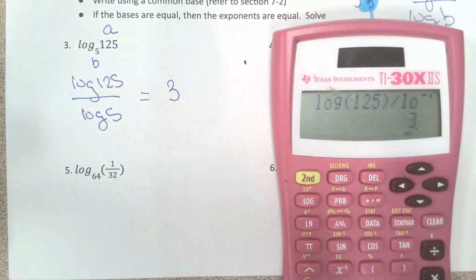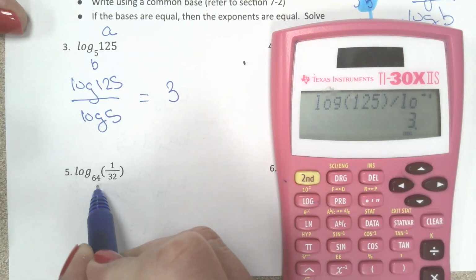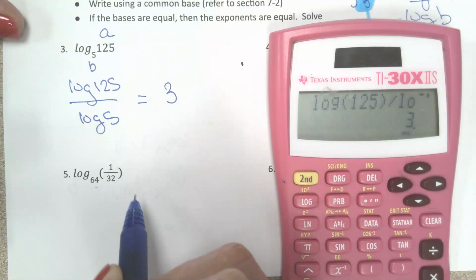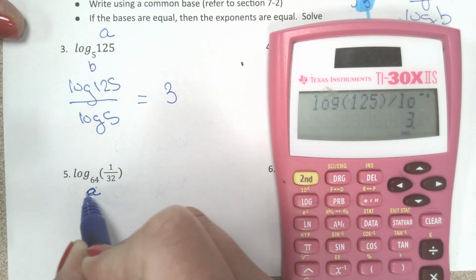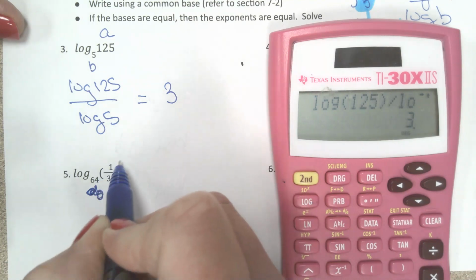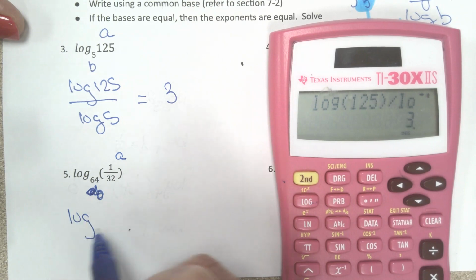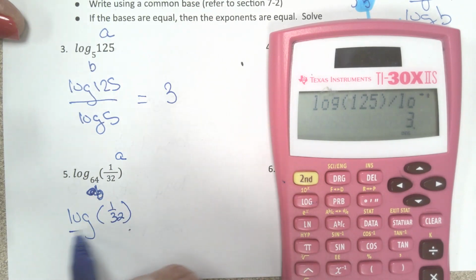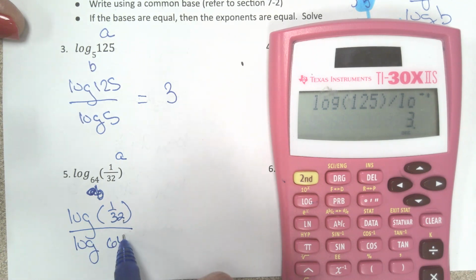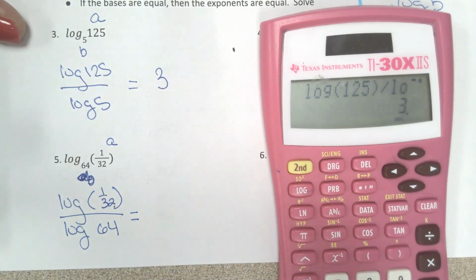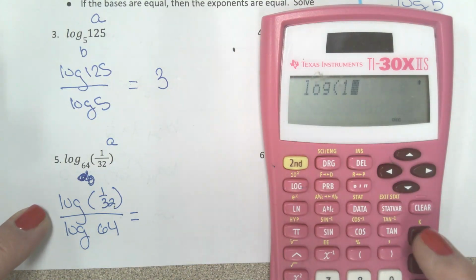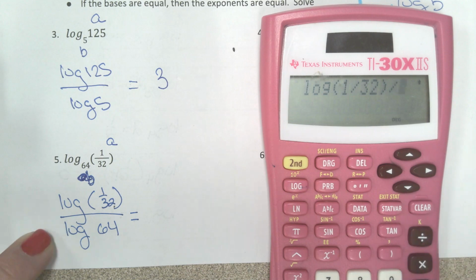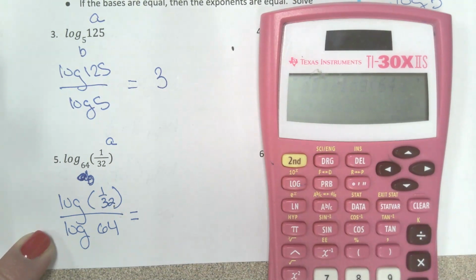Let's do one more. So log base 64 of 1/32, what does that evaluate to? So the 64 is your a. No, it's not. That's your base. That's your b. 1/32, that's your a. So I have log of 1/32 divided by log of 64. In your calculator, go log. I would probably use the division button, 1 divided by 32, close parenthesis, divided by log 64, equals.